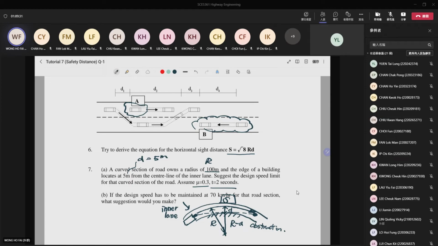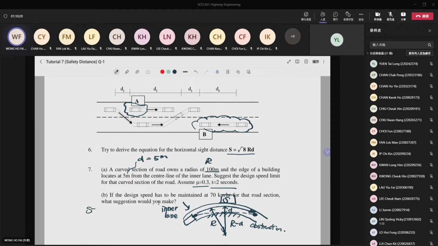Do you agree? Because when you see something ahead, you want to brake and stop your vehicle, not hit something ahead, right? So S is the real distance in which you will stop your vehicle. So this S should be equal to your stopping sight distance. Do you agree? The stopping sight distance equals the reaction time times the speed of your vehicle plus the braking distance. From that, you can calculate the design speed of the road. You know what I mean?